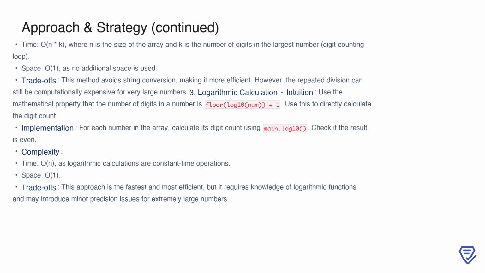An alternative and even more optimized approach is to use logarithmic calculations. Here, we leverage the property that the number of digits in a number can be determined using floor(log10(number)) + 1. Using this property, we can directly calculate the number of digits without iterating or converting the number to a string. This method is highly efficient, with a time complexity of O(n), as logarithmic calculations are performed in constant time. The space complexity remains O(1). Despite its efficiency, this approach does have some trade-offs. It assumes familiarity with logarithms and may introduce minor precision issues when working with extremely large numbers.